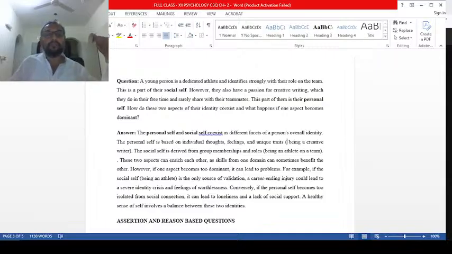If the social self is the only source of validation, a career ending injury would lead to a severe identity crisis if we consider only the social self. Whereas if we consider only the personal self, it's also having a problem. That's the reason we need both the two. A healthy sense of self involves a balance between these two identities. If we give more importance to our social identity, what is happening, you see? If we give more importance to our personal identity also, it's going to create problems in our personal life. That's the reason we need to have the balance.